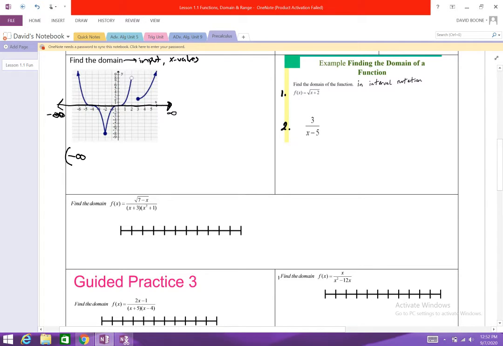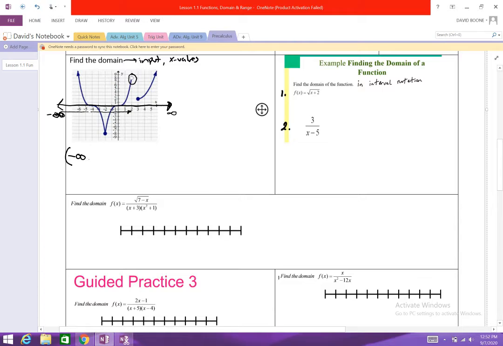Then I like to read from the left and follow this along as I go from left to right. It goes down here, keeps coming back up, still moving to the right. When we get up here, we've got an open dot, which means it doesn't touch that. So as I'm reading along this x-axis, I get to about here, and I can't be equal to 2. It's got an open circle there.